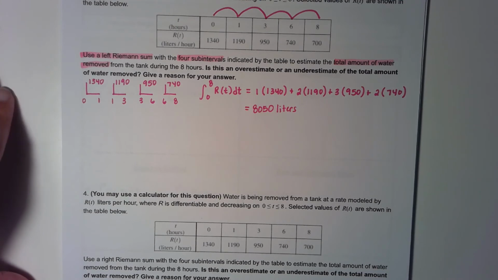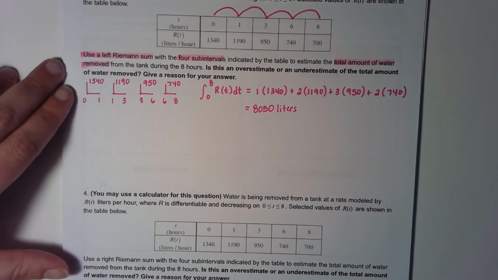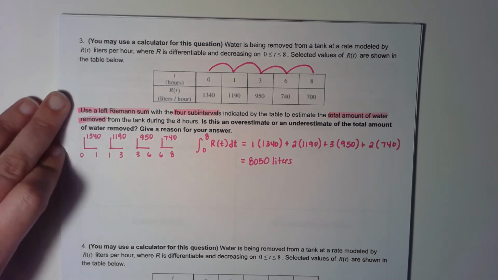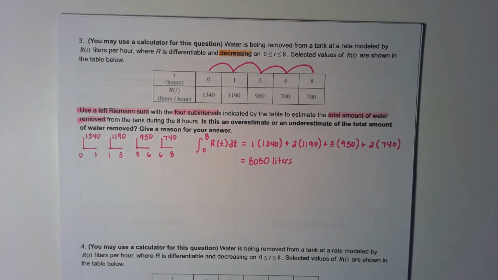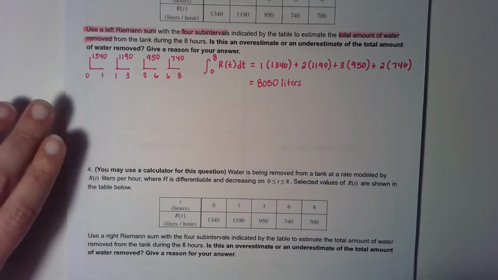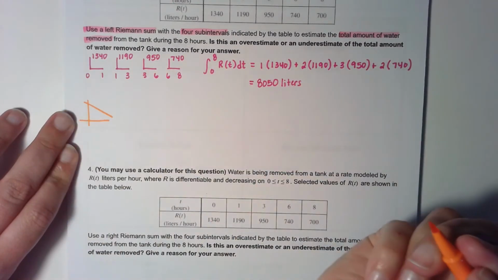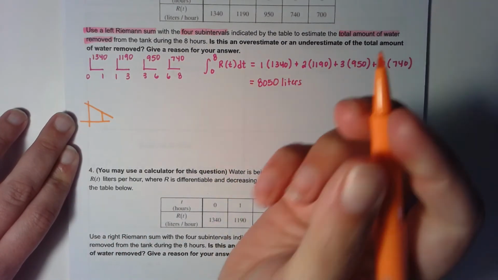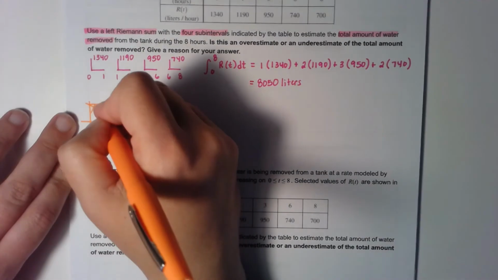In order to determine if this is an over or an underestimate, we need to think about the type of Riemann sum that was used, in this case a left one, as well as whether this is an increasing or decreasing function. If I go back to the original problem, it says that r is decreasing. So in order to visualize this on my paper, I'm going to draw a decreasing function and imagine making a left Riemann sum. A left side sum would mean using this rectangle, which is going to be too big.